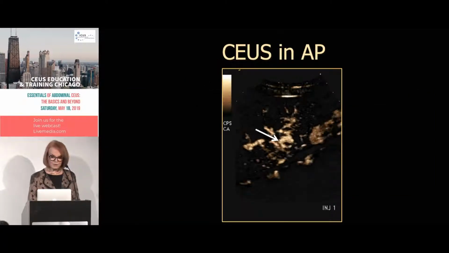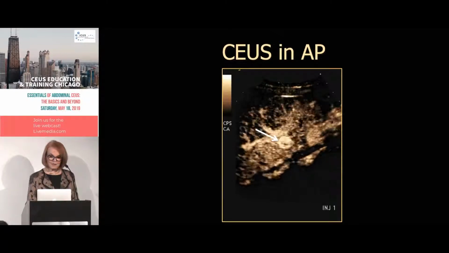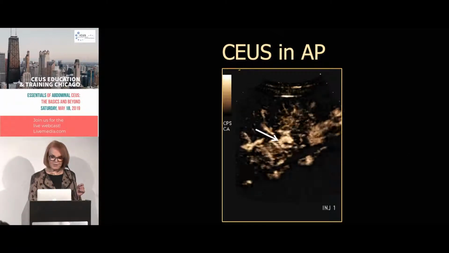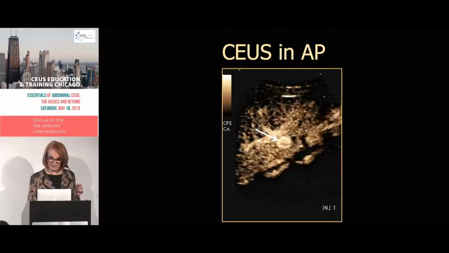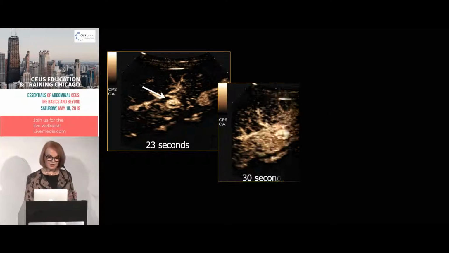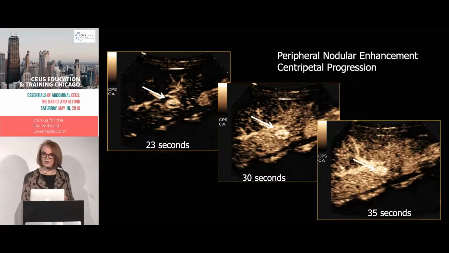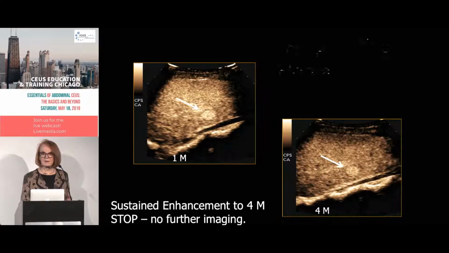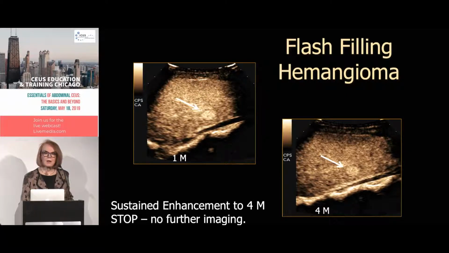So when we do the CEUS, you can see that she's breathing, but you can see quite easily that this tiny nodule has got very small peripheral puddles that very rapidly fill in to the center of the tumor, making it uniformly enhanced. So we back up in that clip and we take these pictures that allow us to see the peripheral puddles and their centripetal progression so that the nodule is completely enhanced by 35 seconds. And then at 1 minute, we show that it's still enhanced, and at 4 minutes, it's still enhanced, and at 6 minutes, it's still enhanced. So what is this? This is a flash-filling hemangioma, and on ultrasound, we can say that this is a benign lesion, and it needs no further investigation.